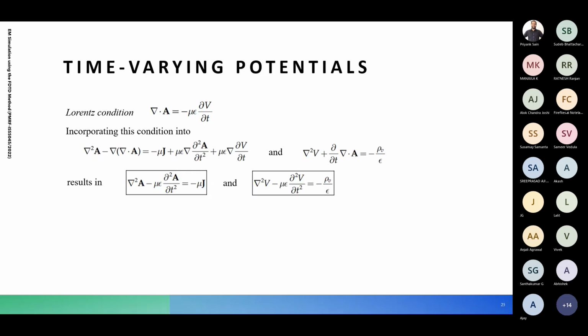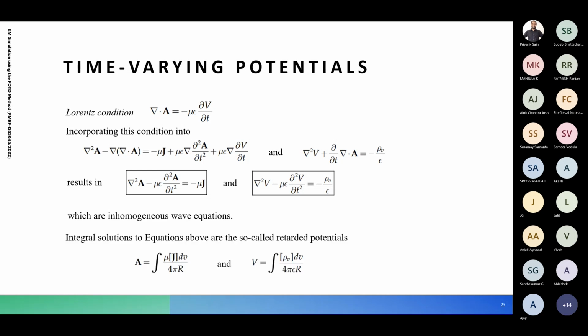Using this condition, we get the set of equations given in this box. Both these equations have become very simple, and you can see these are nothing but the wave equations in terms of the magnetic vector potential and the electric scalar potential. The solution to a wave equation is a very standard process. We don't have to think much about it; we just plug in the variables and get the answers. The integral solutions to the equations are called the retarded potential. We don't have to worry much about this derivation, because we are just going through it.